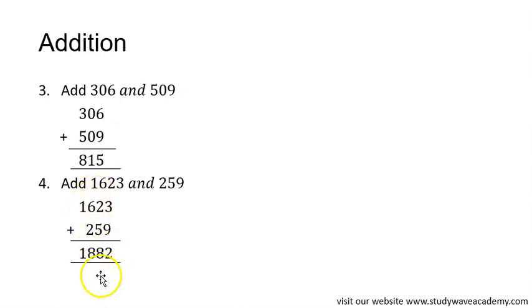Next you move. You don't have any number to carry over, okay? So you move to the next one. 6 plus 2 is going to give you 8. You write down 8. And 1 plus nothing is going to give you 1. So 1623 plus 259 is going to give you 1882. Okay? Do you understand?